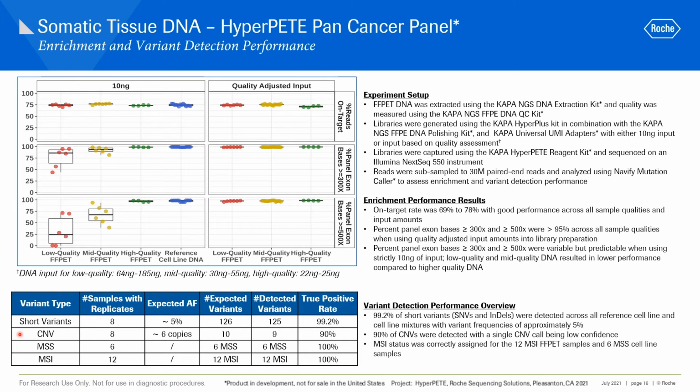And then MSI status was correctly assigned for the 12 MSI FFPET samples and 6 MSS cell line samples. So that's what you see here. All 6 were correctly identified as microsatellite stable, and the 12 that we know are microsatellite unstable are all called MSI high.